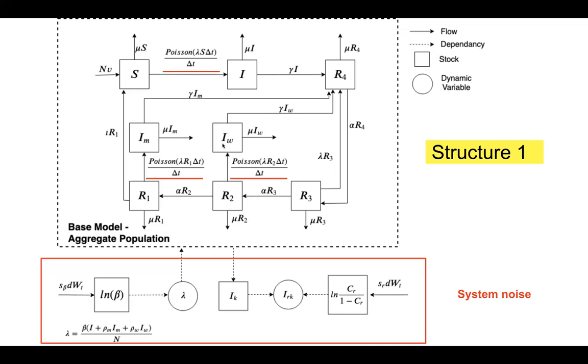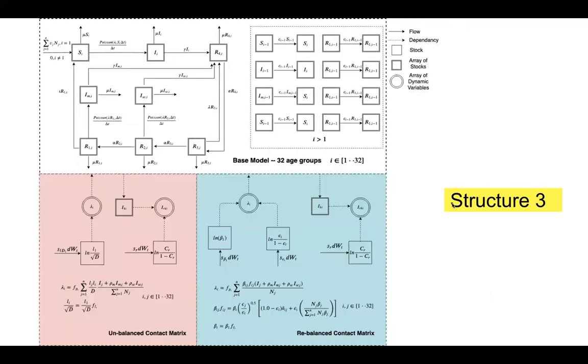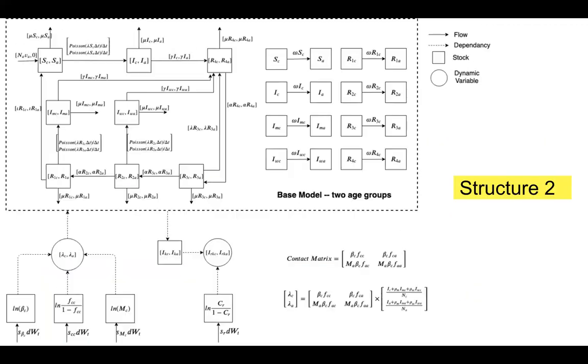So this is the way I can explain the latent space, or latent state, of the particle filtering model. That's why I mentioned that in the aggregate population model the latent state is quite small, since it is only 8. In the 2 age groups model the latent state is 16, and in the 32 age groups model the latent state is 8 times 32, which is much, much larger than the aggregate population model and the 2 age group model. Oh, thank you.